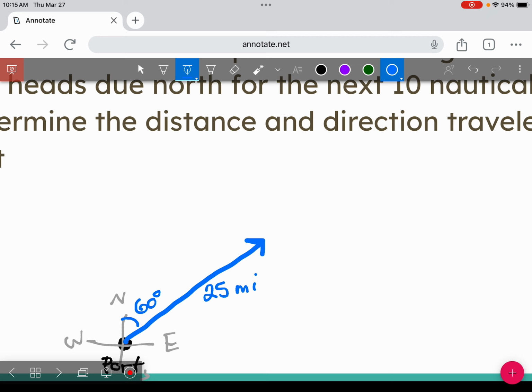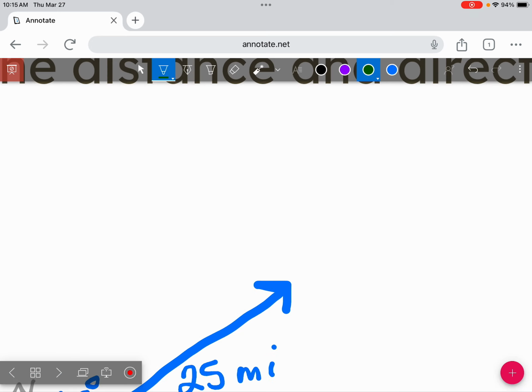So once they get here, then the boat turns and heads straight north. If they're going straight north, that's on this picture just going straight up. So I'm going to draw that in green. So the next thing that they do is once they get here, they head straight north for 10 miles.